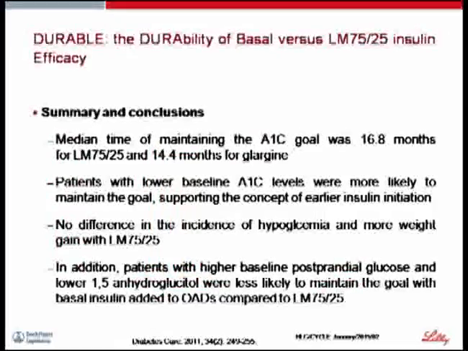The results show that median time of maintaining A1C goal was 16.8 months for premix, whereas 14.1 for glargine. Patients with lower baseline A1C levels were more likely to maintain the goal, supporting the idea of early insulin therapy. There was no difference in the incidence of hypoglycemia, and more weight gain with 25-75 compared with glargine. In addition, patients with higher baseline postprandial glucose and lower 1,5-anhydroglucitol, which shows glycemic variability, were less likely to maintain the goal with basal added to OAD compared to premixed 25-75 insulin.